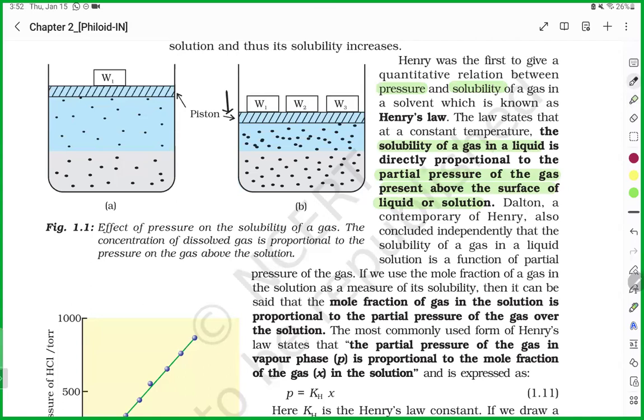Make sense? Make sense, guys? Understood?